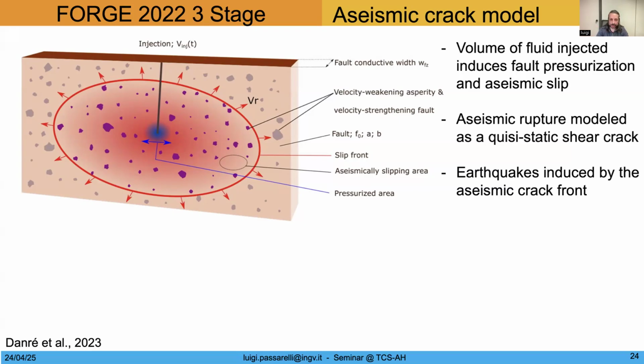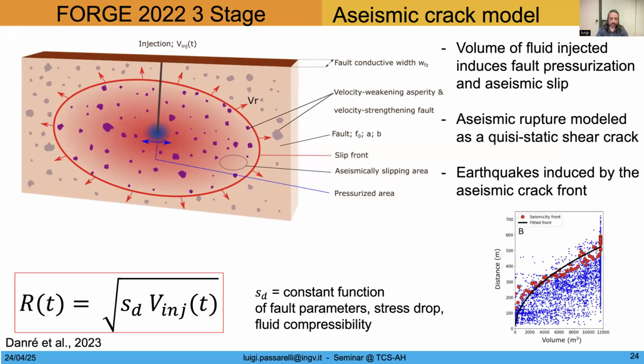What is really interesting, without going too much into detail on this model, is that at the end it gives as an output this simple equation, which links the propagating front of the seismicity, which fails according to the expansion of this crack, with the injection volume in time, through a constant which is a function of the fault parameters, stress drop, and fluid compressibility. And this is a parabolic equation that in a distance-volume plot you can fit to the data and see whether this model is fitting the expansion of the seismicity.